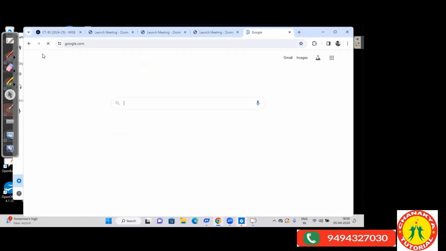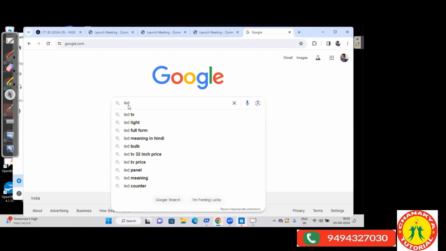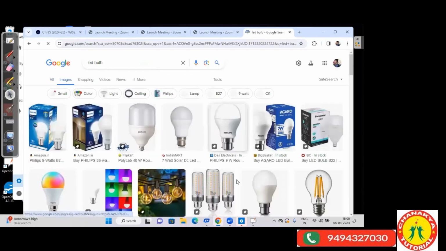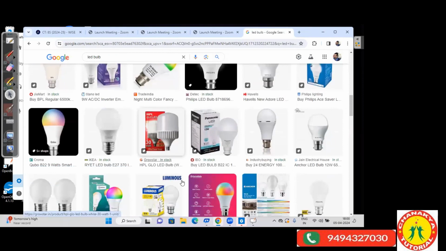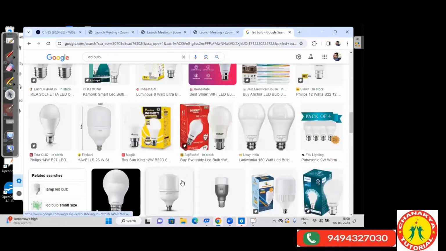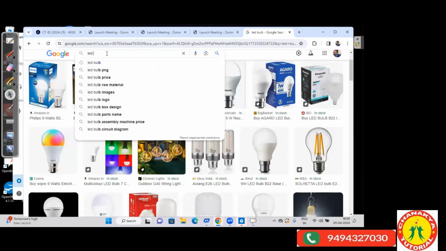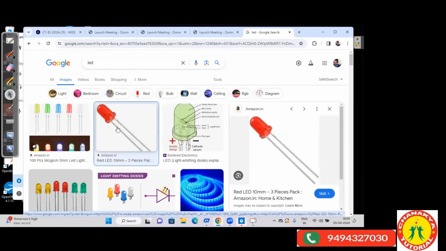In the working of the LED bulb, we observe that it has two legs, one positive and the other negative. All these are LED bulbs which consist of a number of small LEDs, but I am looking just for an LED, a small LED, not a bulb. So just one minute, I'll show you an LED only. Okay, see, this is how an LED looks like. All of these are LEDs.